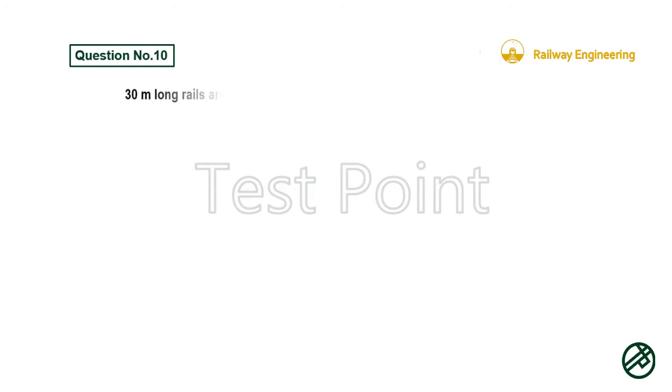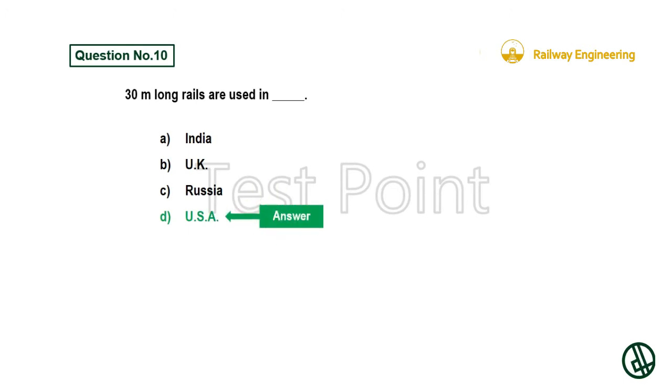Question number 10. 30 meters long rails are used in: Option A, India. Option B, UK. Option C, Russia. Option D, USA. Answer is option D, USA.